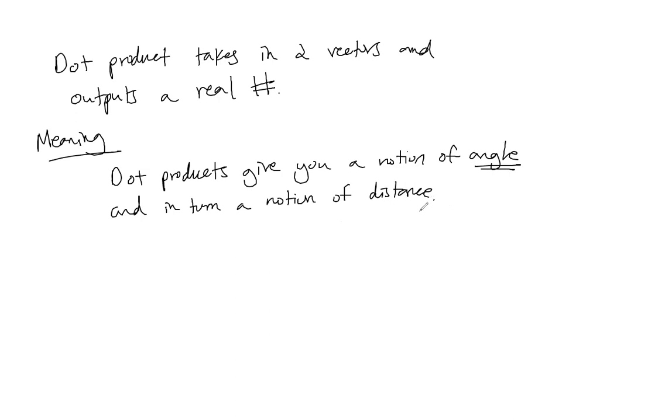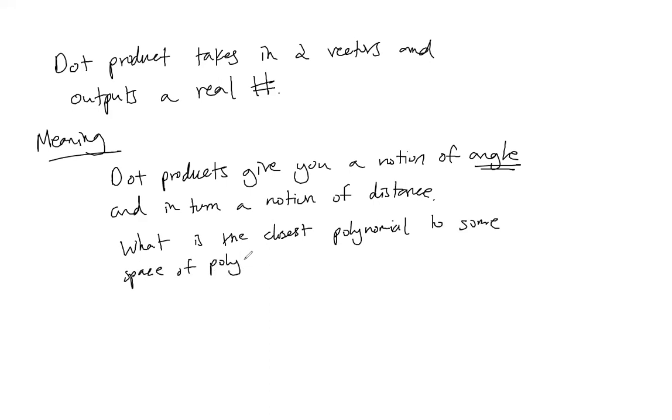So later on, we'll deal with arbitrary vector spaces where you might want to ask something like, what is the closest polynomial in some space of polynomials? To answer this question, you need some notion of distance. That's what the dot product gives us. We'll answer this later in the course. For now, we'll stick with column vectors.